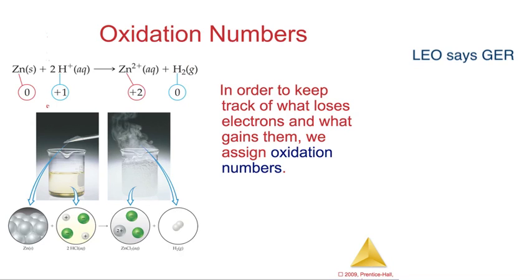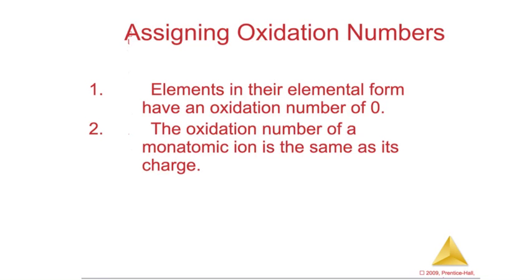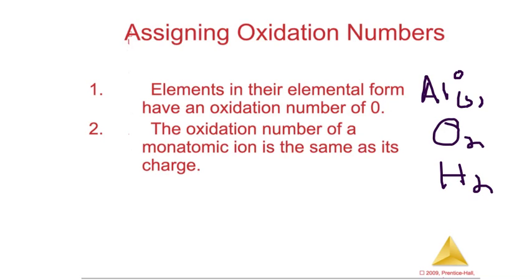So let's do a quick review of how to assign oxidation numbers. Rule number 1 states that elements that are in their elemental form have an oxidation number of 0. So what this means is if you saw just plain old aluminum metal, it would have an oxidation number of 0. That's aluminum in its elemental form, just plain old solid aluminum. Or if we had oxygen gas, O2 or H2, uncombined elements are going to have oxidation numbers of 0.